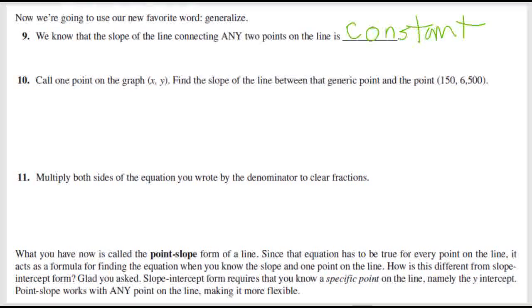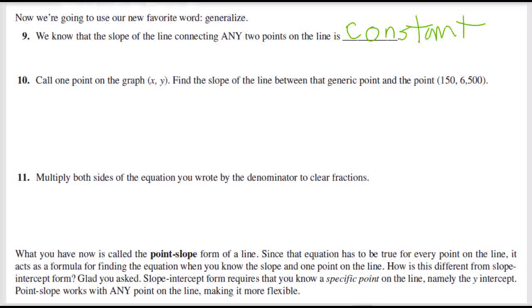Call one point on the graph x and y. Find the slope between that generic point and the point 150, 6,500. This is kind of interesting. We're getting to what we're, I don't want to get ahead of myself. So we're going to do the same thing.